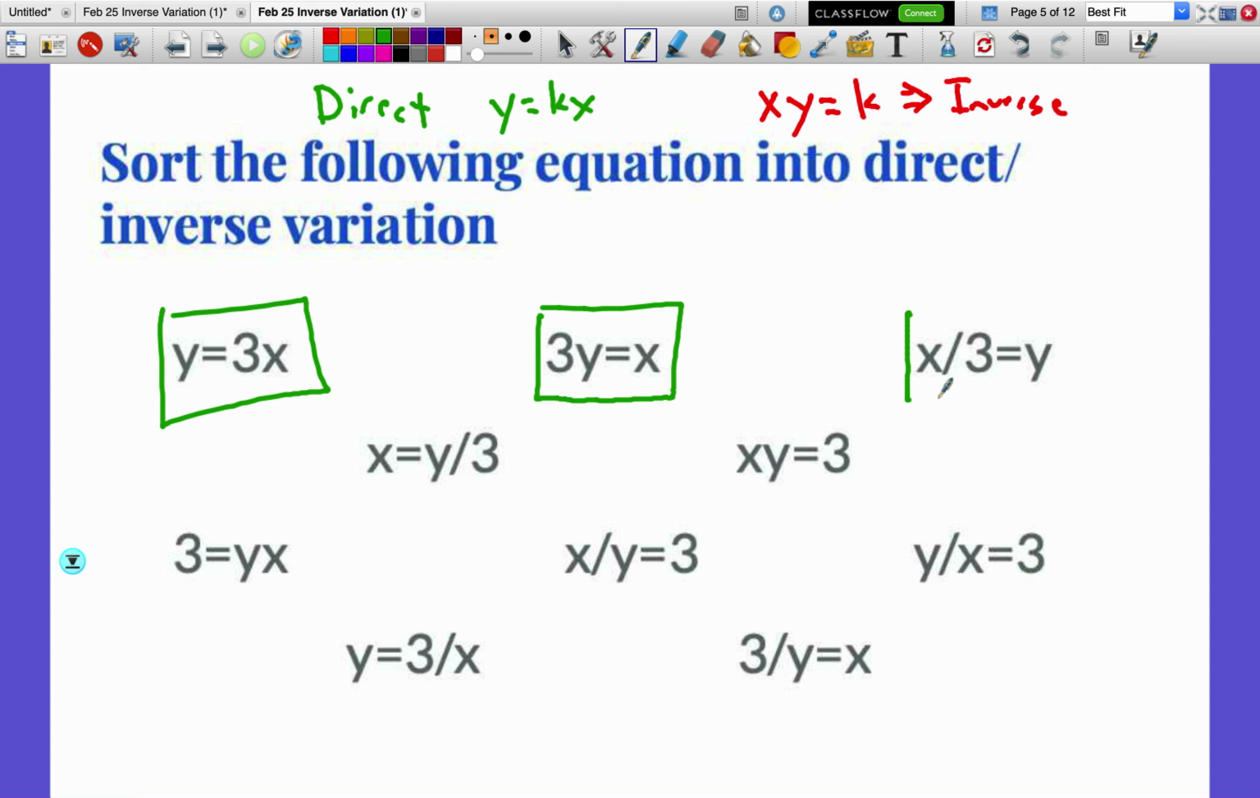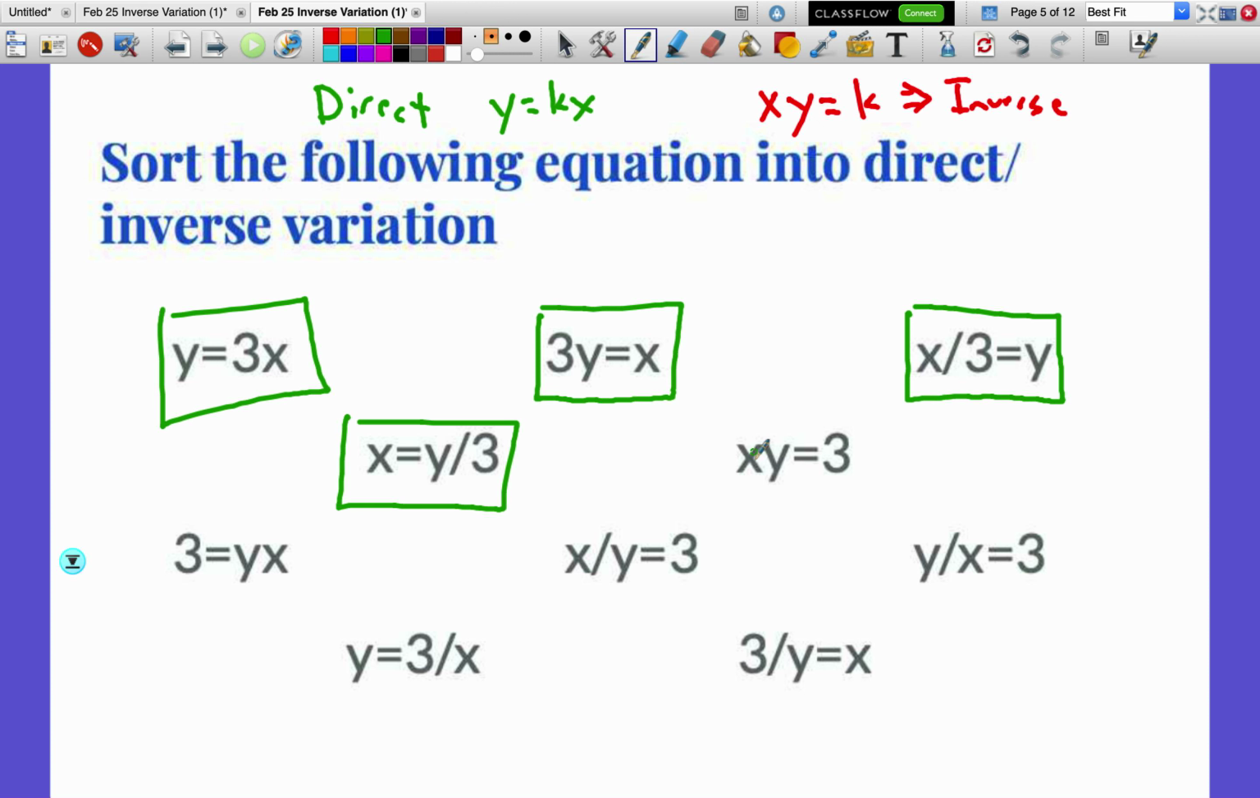All right, this next one, this is also direct. That divided by 3 could just be a coefficient of 1/3. So it doesn't really matter where the coefficient ends up. If we have an x and a y on opposite sides of an equal sign, and they're both on the same side of the fraction, it's going to be direct. That describes this one here, but not this one.